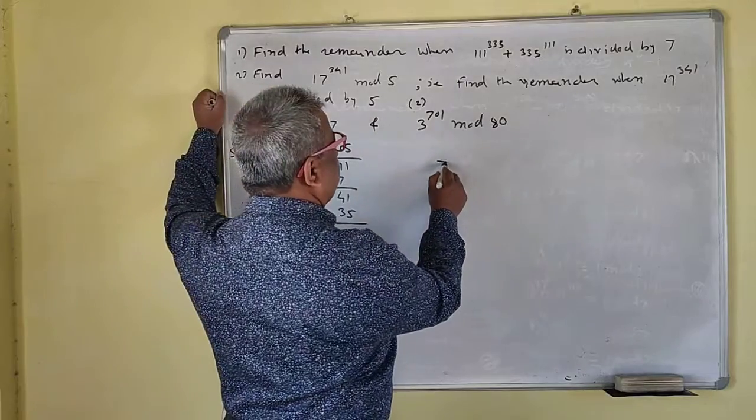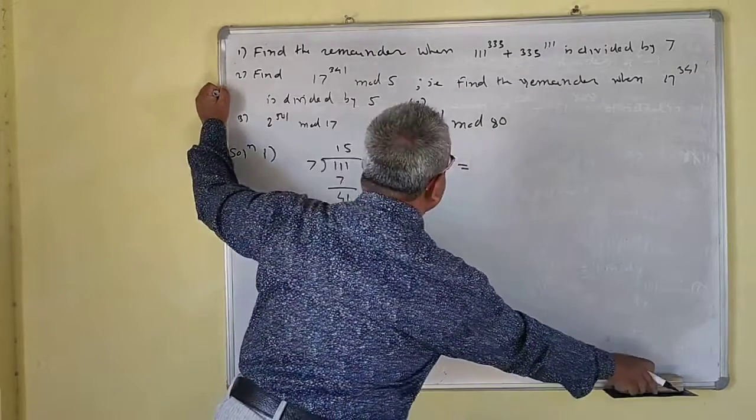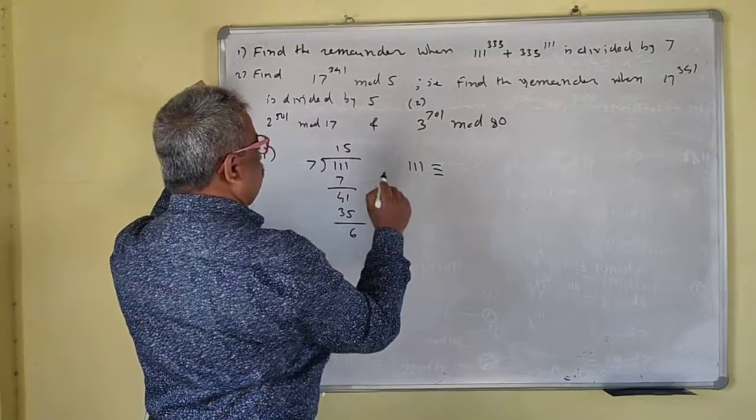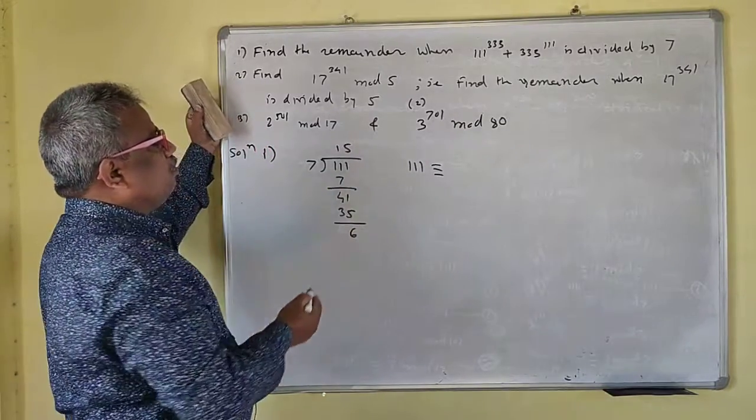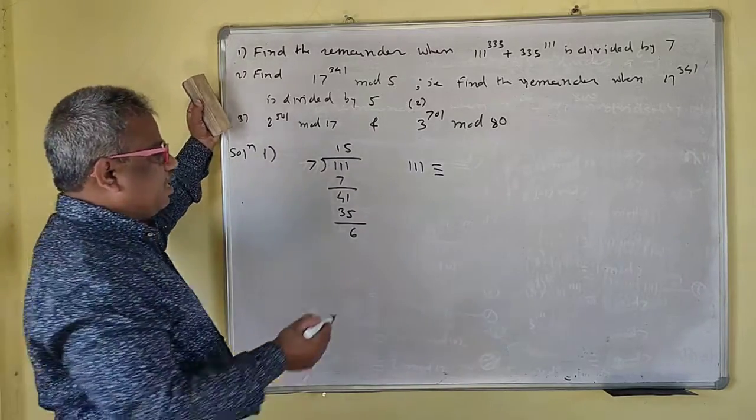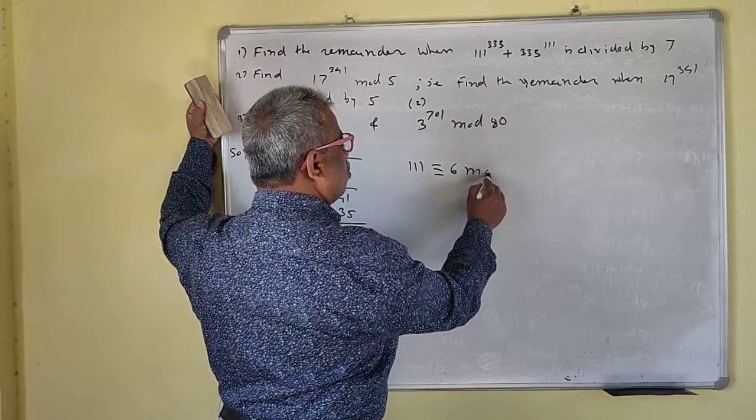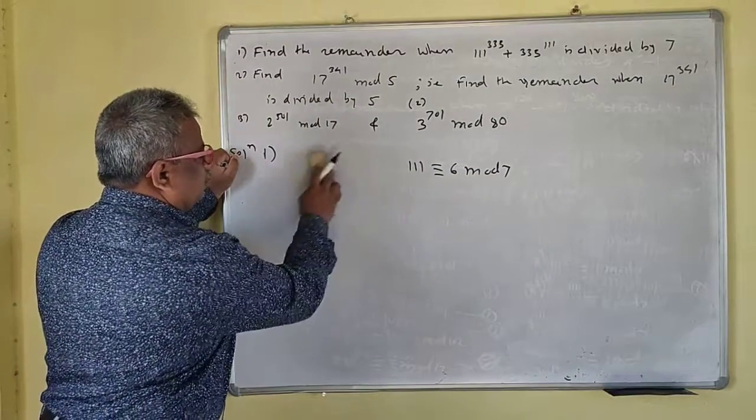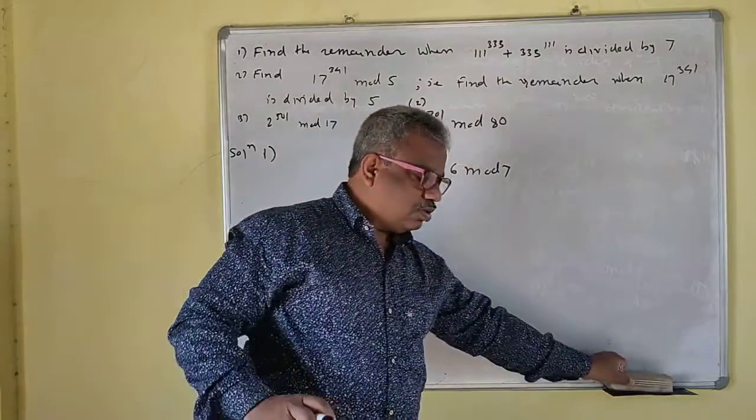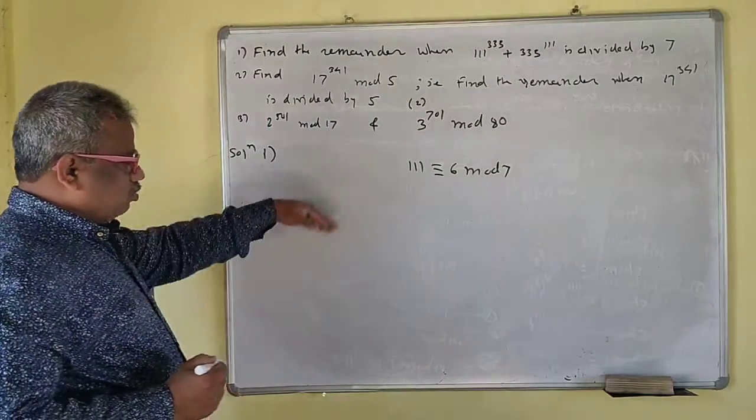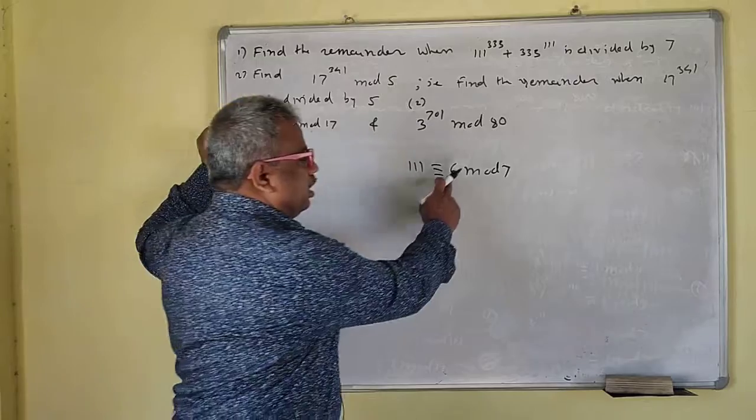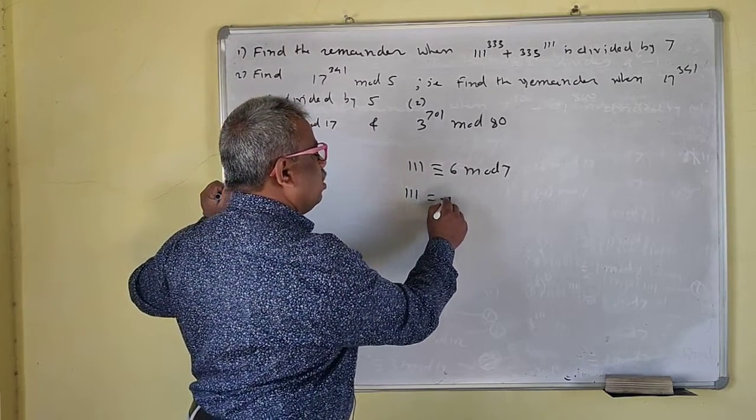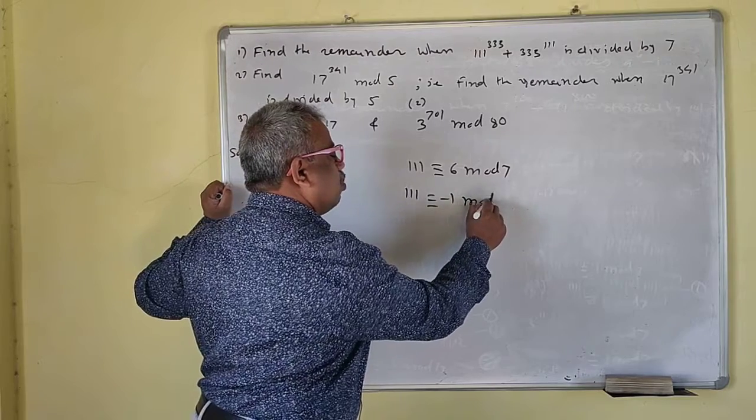Now 111 is congruent to 6 mod 7. What is the remainder when 111 is divided by 7? The remainder is 6, 6 modulo 7. This is not a part of the solution actually, it is just trial and error. But 6 is very close to 7, so I can write this as -1 mod 7.